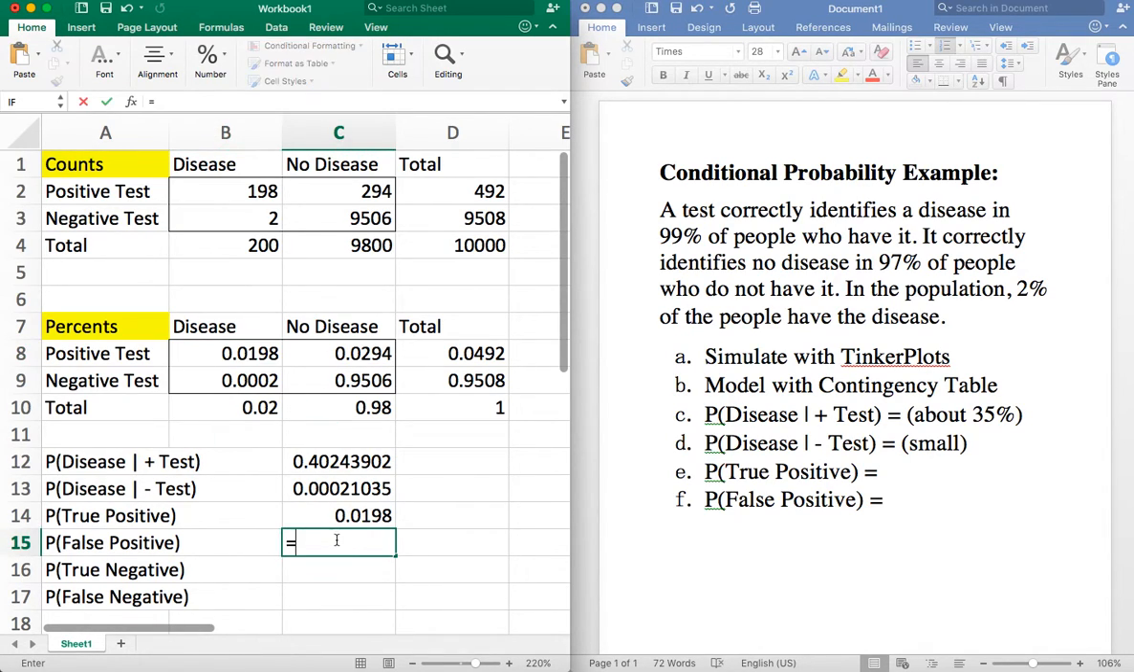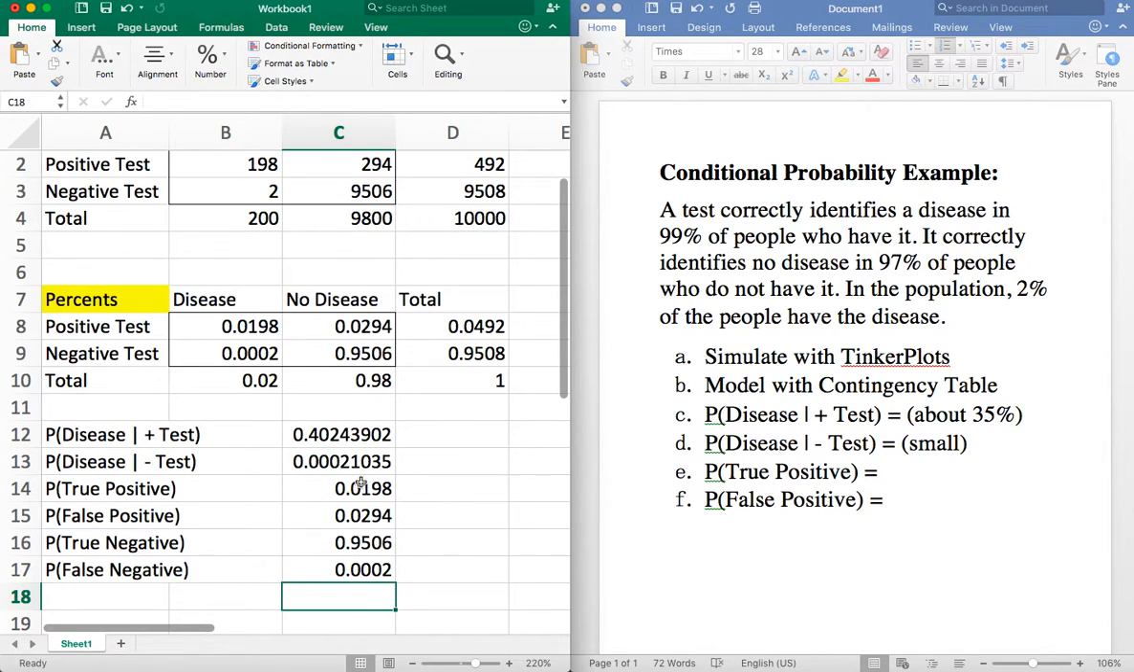What about a false positive? A false positive is I get a positive test, but I didn't actually have the disease. So that's those folks out of everybody. We got about a 3% chance of having a false positive. What about a true negative? A true negative is I don't have the disease and I get a negative test out of everybody. Or a false negative is I have a negative test but I actually had the disease.